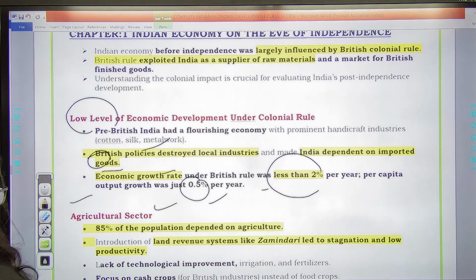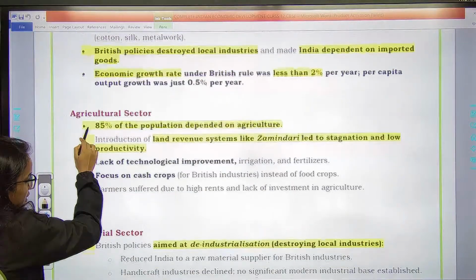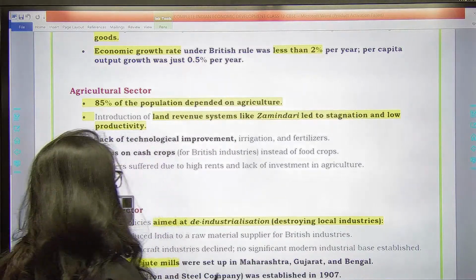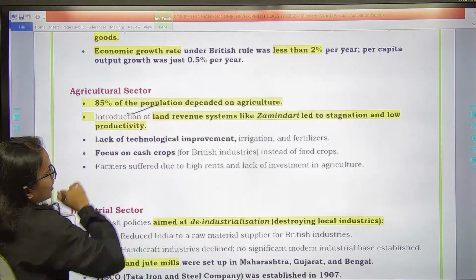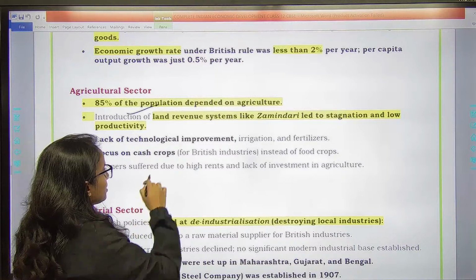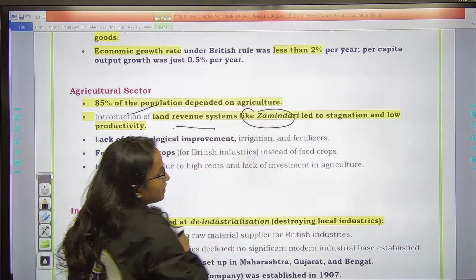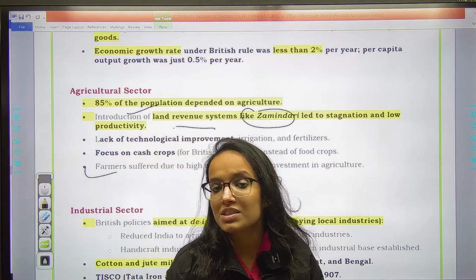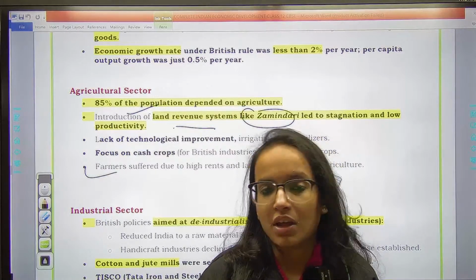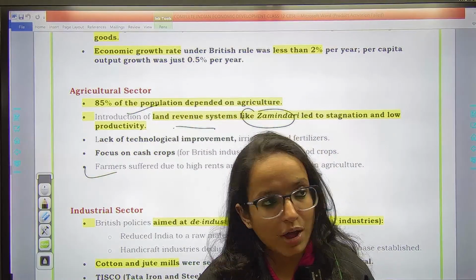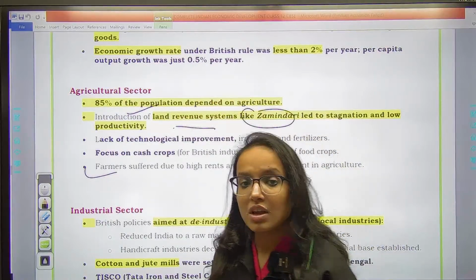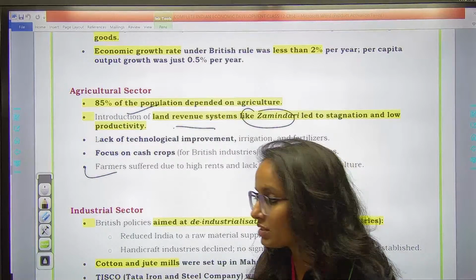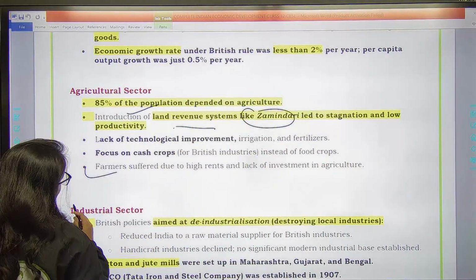And if we talk about the agricultural sector on the eve of independence, what was the state? So almost 85% of the population was dependent on agriculture. Now, Britishers did what? They introduced a land revenue system like zamindari, which led to stagnation and low productivity. What was zamindari? In which you had zamindars. They used to collect excessive taxes from the farmers, and they used to manipulate the figures. They sometimes did not record the repayment of loans. They used to exploit the farmers, right? So the zamindari system destroyed Indian agriculture.